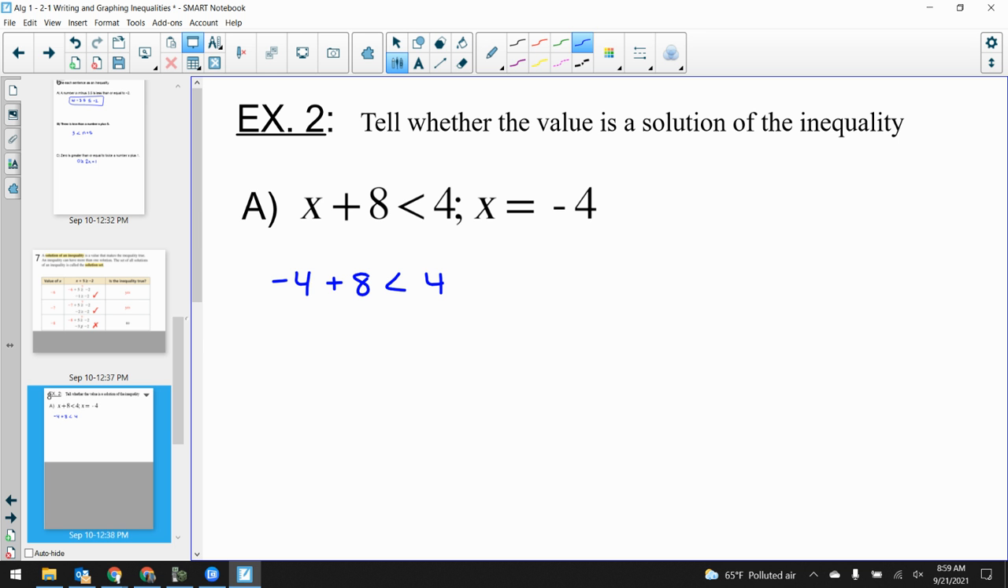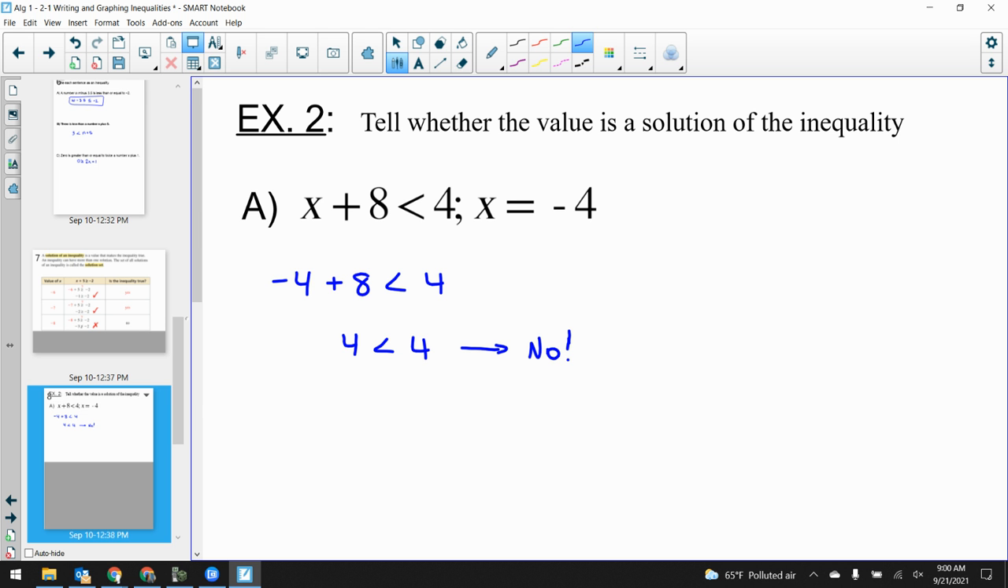Is -4 plus 8 less than 4? Well, -4 plus 8 is +4. Is that a true statement? No. What would have made it a true statement? If it was an or equal to there. Good. But we can't say this is a true statement. So we say, no, not a solution. That's an exclamation point, like a no, not a solution there.